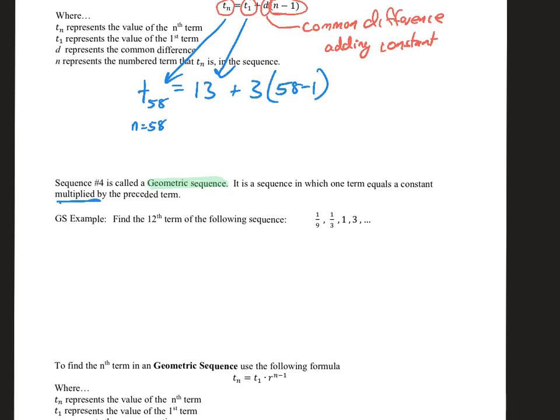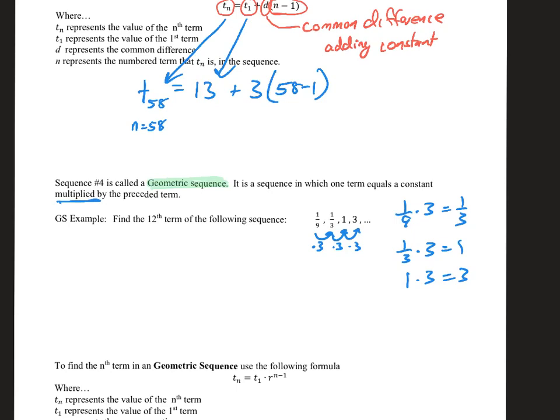And so here's a good example. Find the 12th term of the following sequence. So we take a look at this sequence, and hopefully you can see that as we go from one term to the next, we are multiplying by 3. 1/9 times 3 is 1/3. 1/3 times 3 is 1. 1 times 3 is 3. And so this is an example of a geometric sequence.